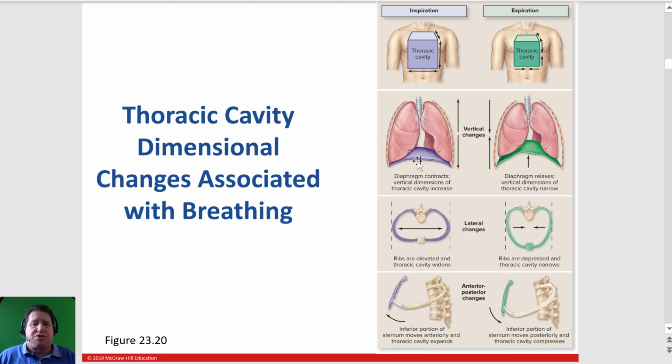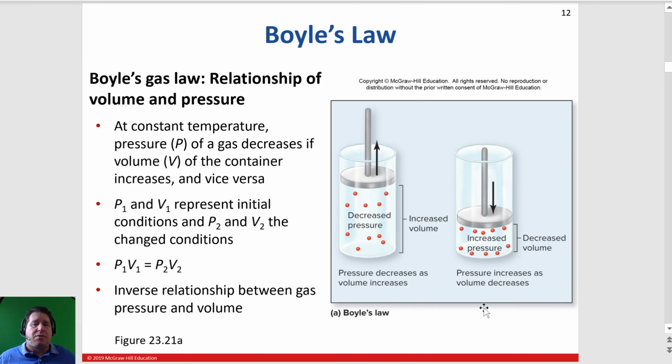So, inspiration: the diaphragm, which is normally a dome shape, flattens. Still a little dome shape there, but you can see lateral changes here, and then raising up and lowering of the rib cage. This mostly has to do with Boyle's law. So here we go with volume and pressure. At constant temperature, the pressure of a gas decreases if the volume of the container increases, and vice versa. So pressure and volume are inversely related. As the pressure gets higher, the volume gets lower, at constant temperature.